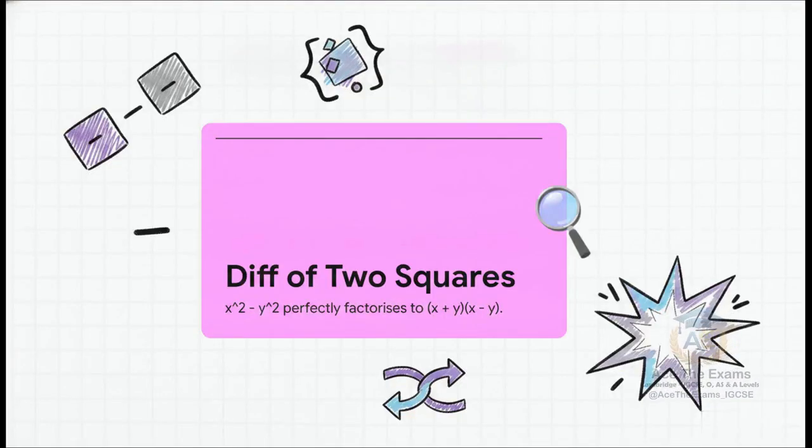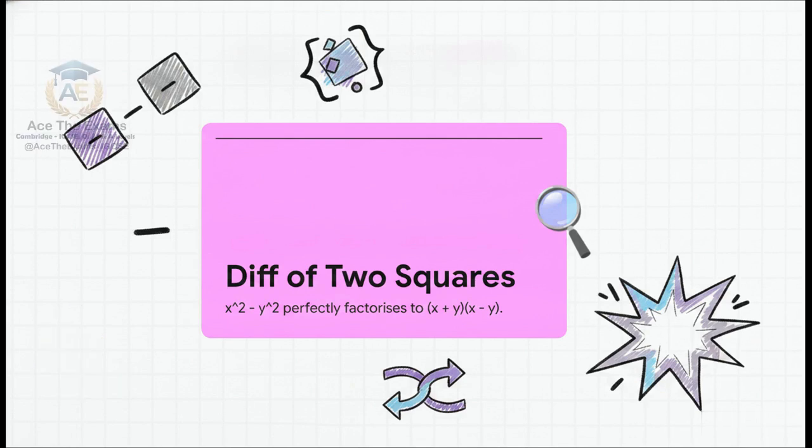Before we move on from factorizing, I absolutely have to share my favorite tool in the entire box. Spotting the difference of 2 squares is honestly like having a cheat code for your algebra exams. If you see 2 perfect squares subtracted from one another, like x squared minus y squared, you literally do not need to do any complex math. None. It will always instantly factorize into x plus y times x minus y, every single time.